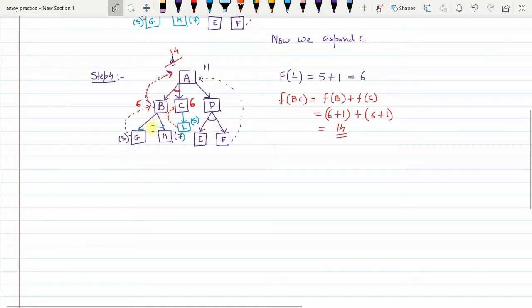that if we expand further through G, then the backup value that is obtained at A is 14, but if you expand through the arc EF, the backup value that is obtained is 11. And now the algorithm understands that this path is better than this path because 11 is better than 14, being a minimum value. So the algorithm again decides to switch the path.